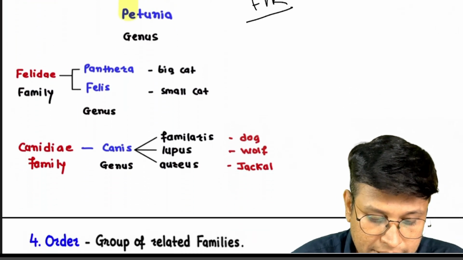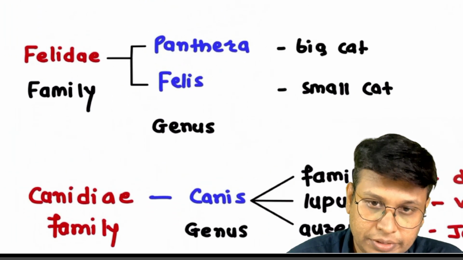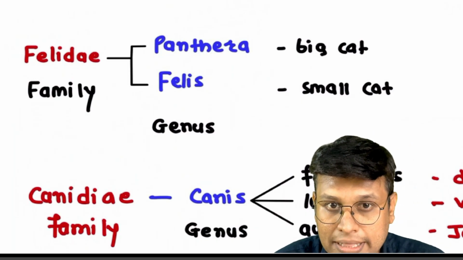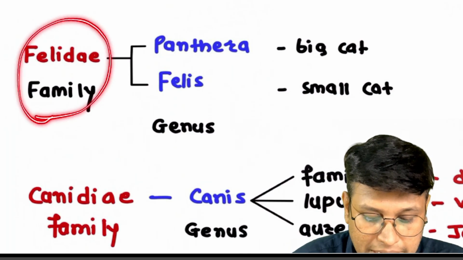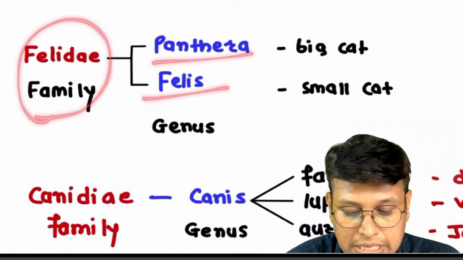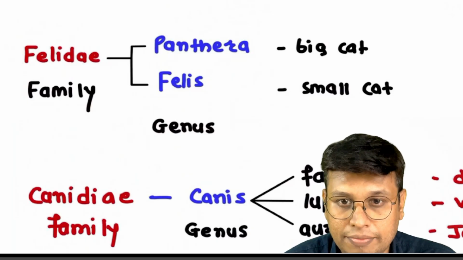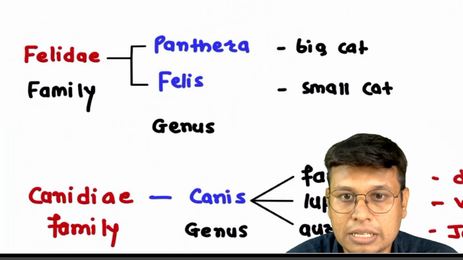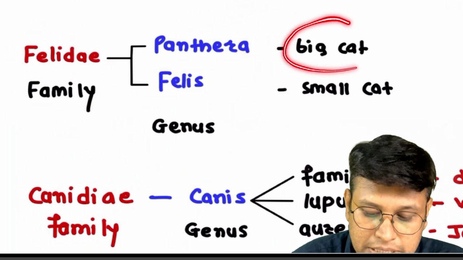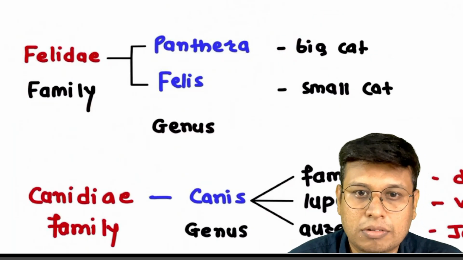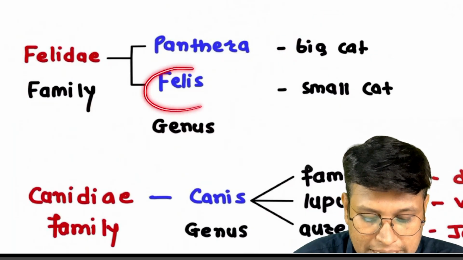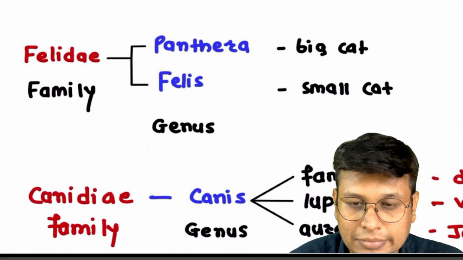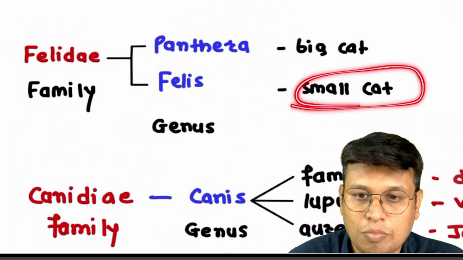Next we have Felidae. Again, this is also important. Animal kingdom: Felidae, Panthera. Felidae is the family which contains two genera, that is Panthera and Felis. Panthera leo, Panthera pardus, Panthera tigris, all we have seen earlier. These are all big cats. And Felis catus, our domestic cat, is called a small cat.